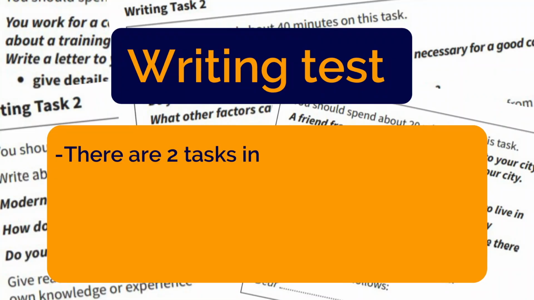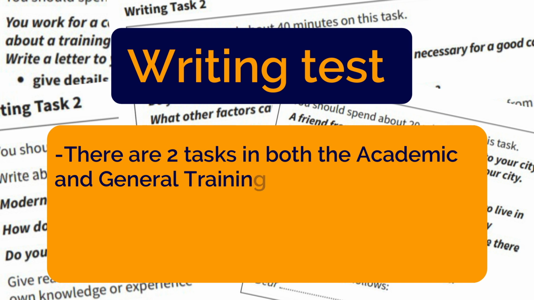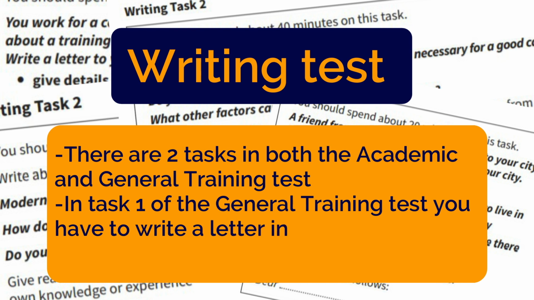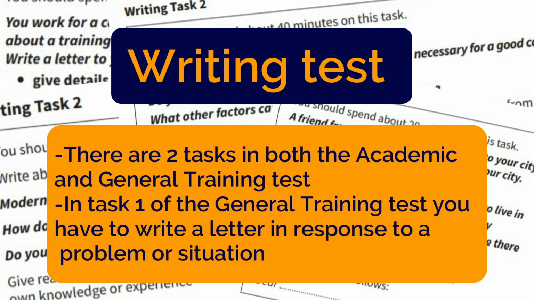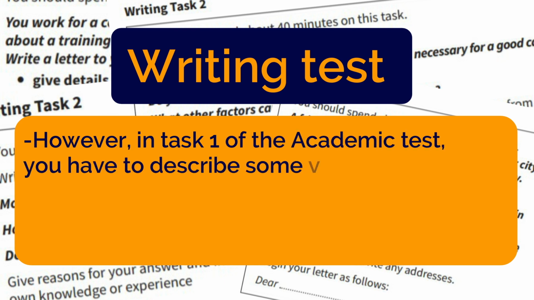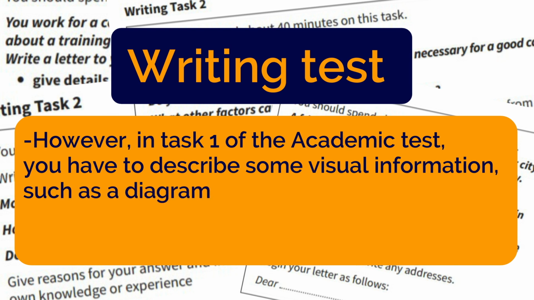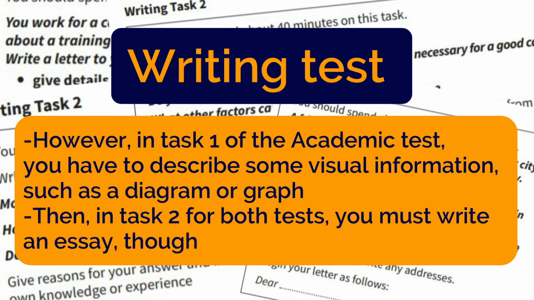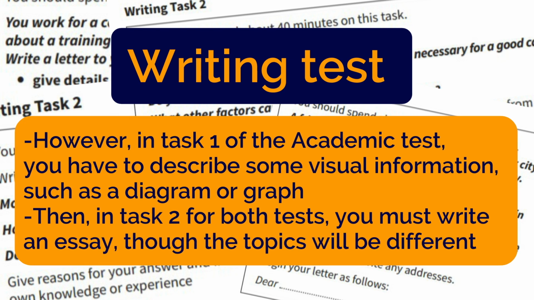So, let's begin by recapping on what the writing paper consists of. There are 2 tasks in both the academic and general training test. In task 1 of the general training test, you have to write a letter in response to a problem or situation. However, in task 1 of the academic test, you have to describe some visual information, such as a diagram or graph. Then, for both tests in task 2, you must write an essay, though the topics will be different. Okay, now we've covered the structure of the paper, let's move on to my tips.